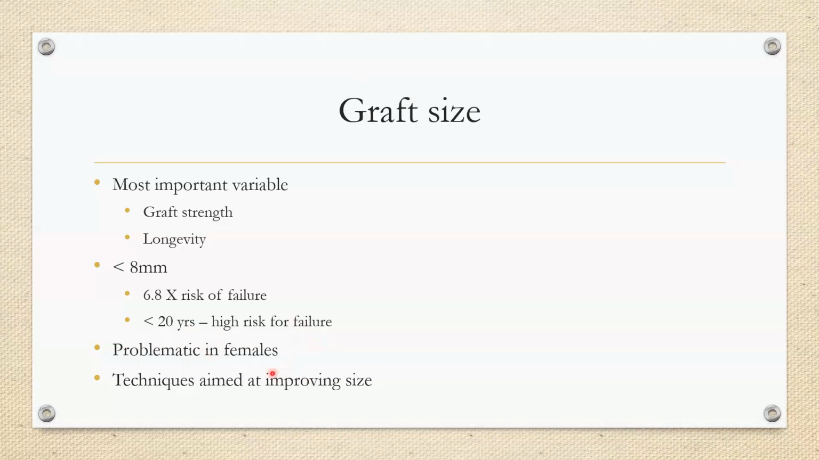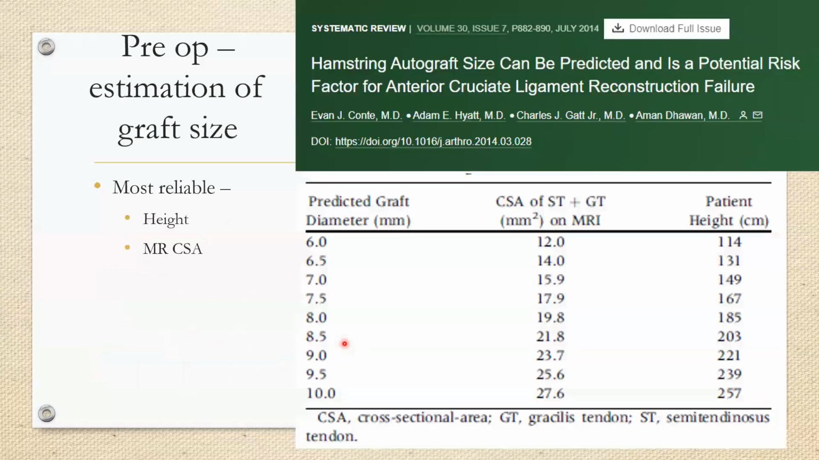So this can become problematic in females because of the small hamstring size. So graft preparation techniques have been aimed at improving this, so that we get an adequately sized graft of at least 8 mm.